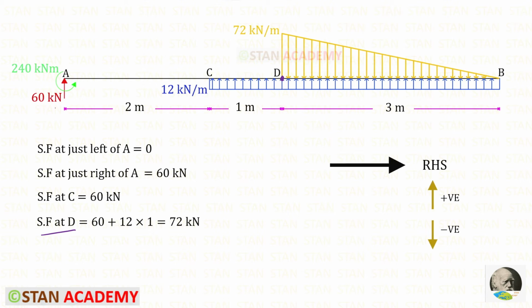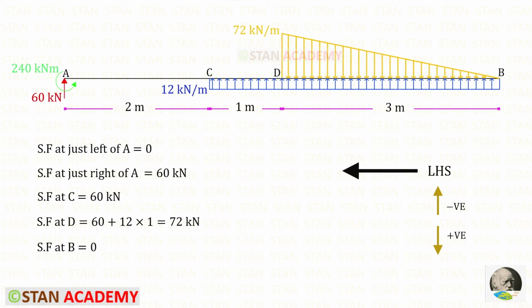RA is acting upwards, so it will be positive. The UDL is also acting upwards, so it is also positive. With the UDL, we have to multiply the distance. For the shear force at D, we will get 72 kN. Using the left hand side rule, we can find the shear force at B, which is 0.